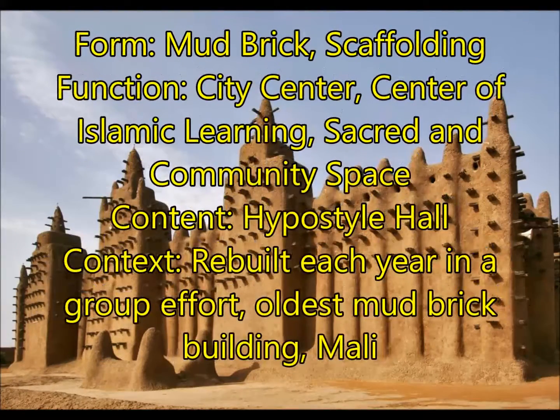Here you have the Great Mosque of Jenne. For those of you who like Forrest Gump, that's easy to remember. For form, remember that it is mud brick or adobe, and the scaffolding sticks out all along the wall, especially on the upper side. This was the city center and also the center of Islamic learning.